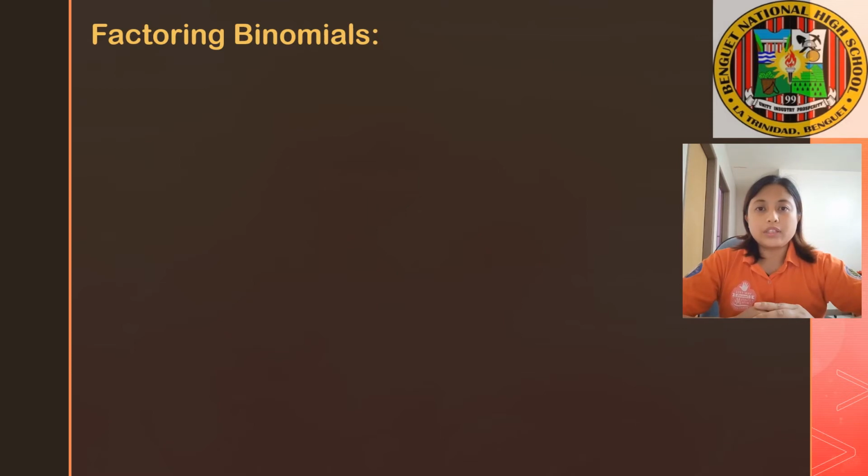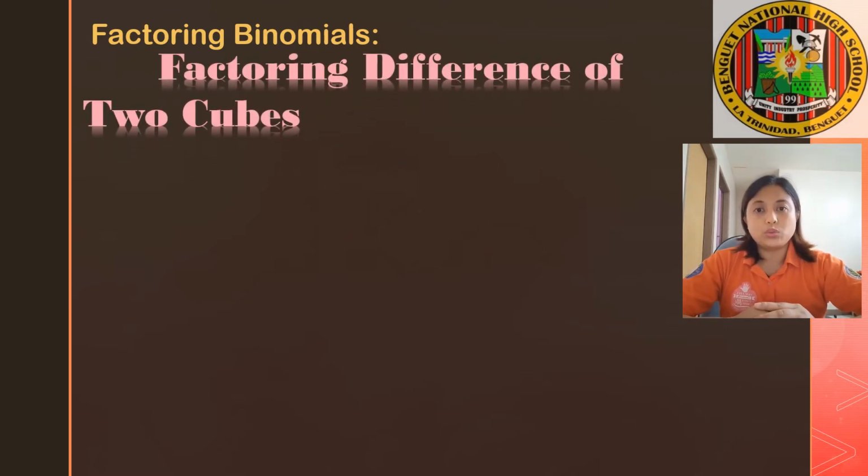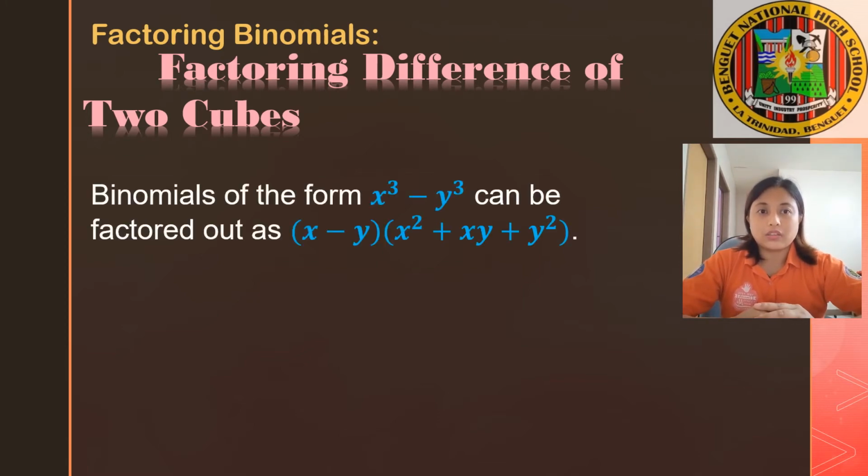If the binomials that we are factoring are in the form of the difference of two cubes, then they can be factored following the pattern for the factors, which are the quantity x minus y and the quantity x squared plus xy plus y squared, with of course x and y representing the roots of the terms of the binomial. Take a look at the following examples.